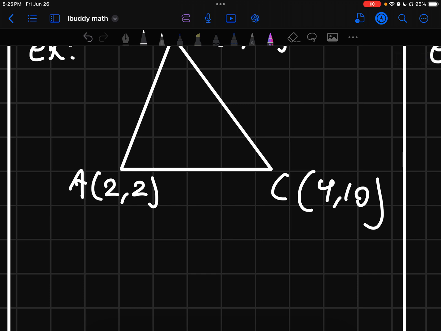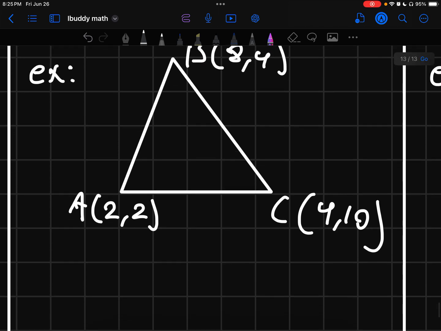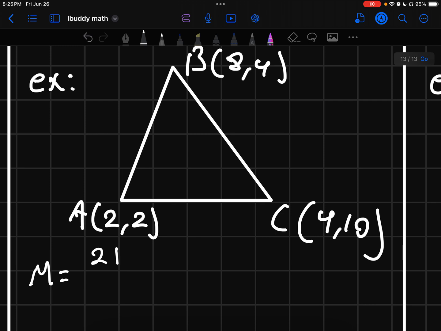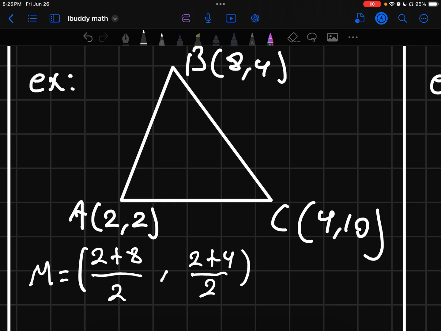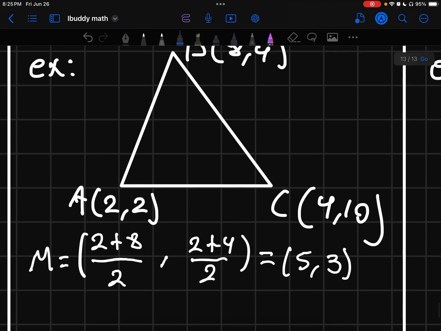So we start that by finding the midpoint of AB, which would be M is equal to 2 plus 8 divided by 2, 2 plus 4 divided by 2. And this is equal to 5, 3. So that's what we get for the first midpoint, which is right here, 5, 3.